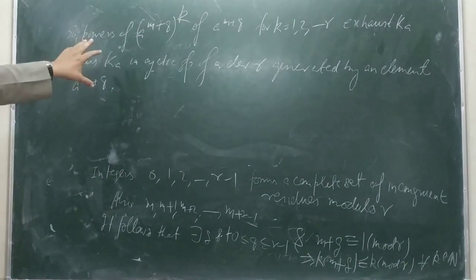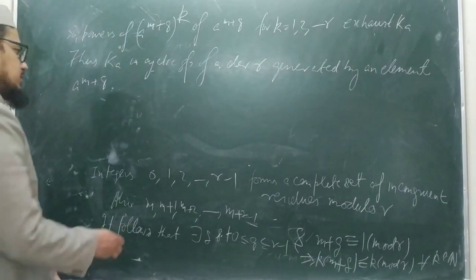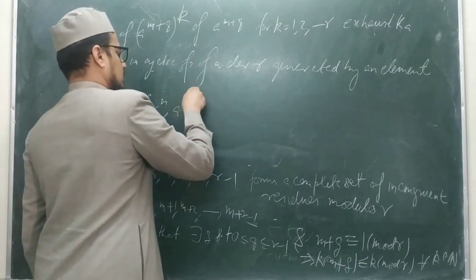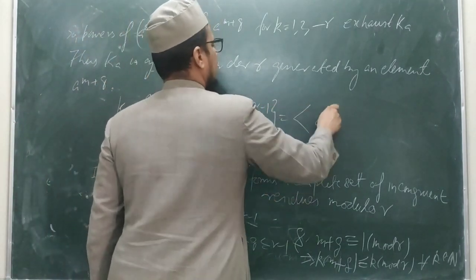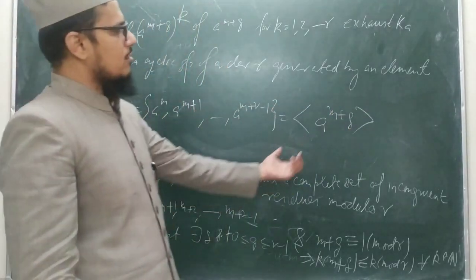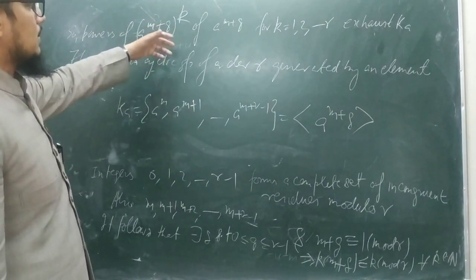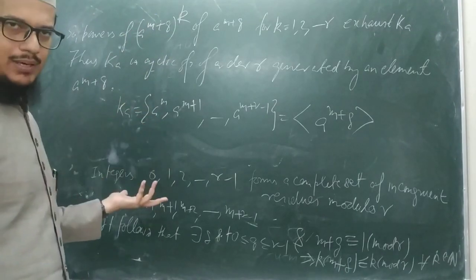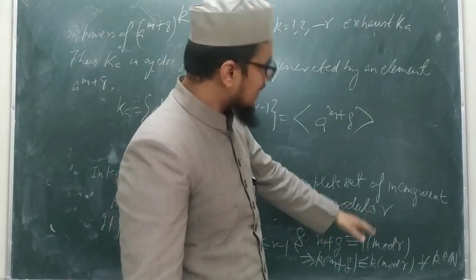Try to understand this: how a to the power m plus g becomes the generator of this cyclic group. K is generated by an element a to the power m plus g, which means every element of K is a power of a to the power m plus g. No doubt, when you take any power of a to the power m plus g, it will certainly go in K; closure property, no problem. Now you see one thing: k times (m plus g) is congruent to k modulo r.